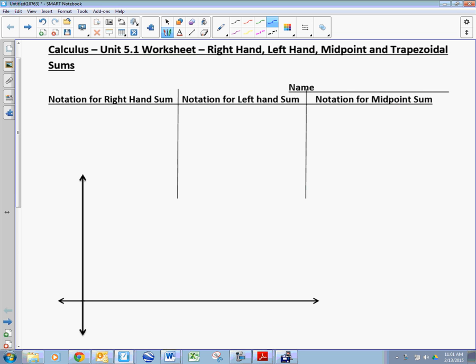We're gonna add up right hand rectangles, but we're also gonna do left hand, we're also gonna do trapezoidal, and we're also gonna do midpoint.